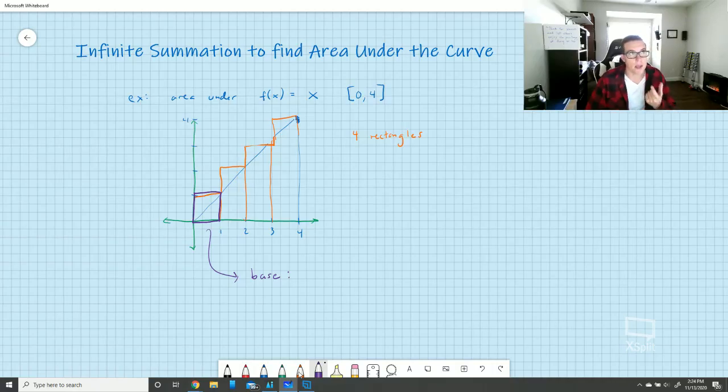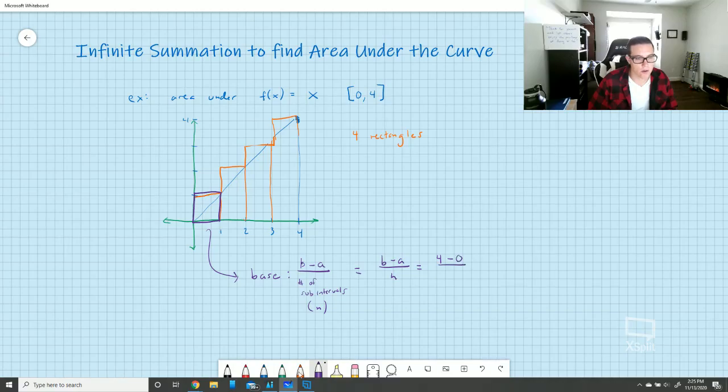There's another way I want you to think about it. Another way to find the base length is if you do the end value minus the start value, so b minus a, divided by the number of subintervals. Typically they call this n. So the base is equal to b minus a over n. And in this specific example, it's 4 minus 0 over the number of subintervals, which is 4, which is 1. So yeah, it checks out.